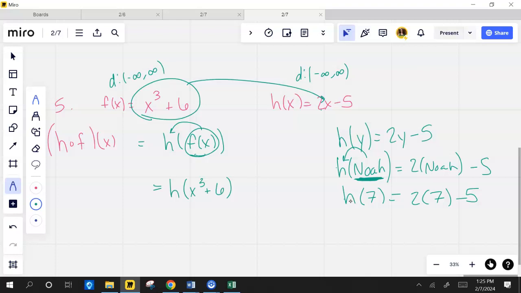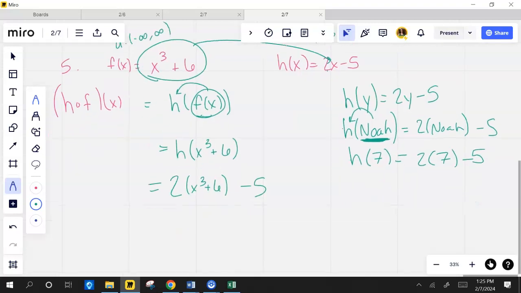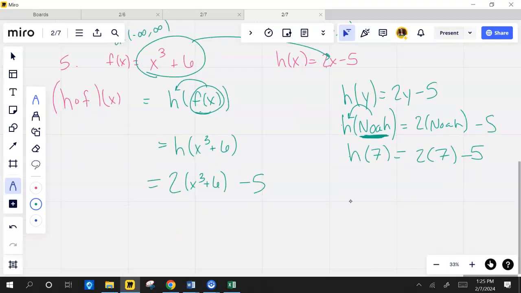So I'm going to take H. H is 2X minus 5. It's not X anymore, it's X cubed plus 6, minus 5. Do you still see the equation there? 2 times (X cubed plus 6) minus 5. I can clean it up a little bit: 2X cubed plus 12 minus 5, which is 2X cubed plus 7.